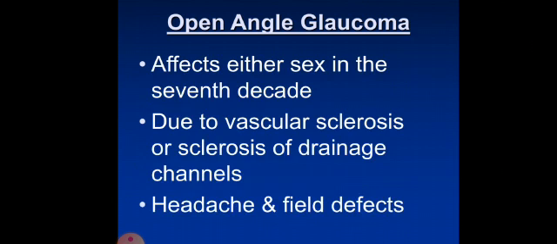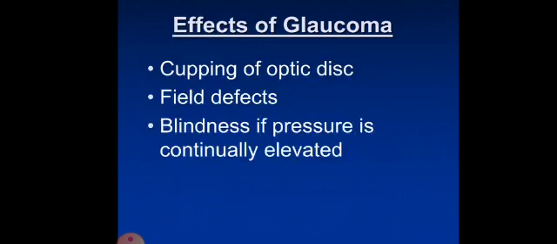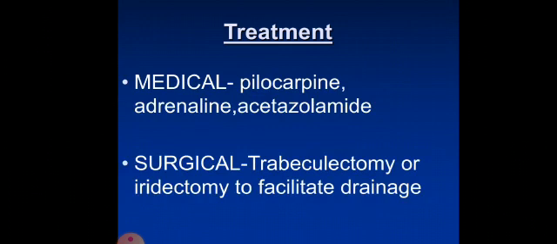Now if you look at open angle glaucoma, it affects either sex in the 7th decade, that means in the age group of 70s, due to vascular sclerosis or sclerosis of drainage channels. Headache and field defects are common with open angle glaucoma. Now the effects of glaucoma: cupping of the optic disc, field defects, and blindness if pressure is continuously elevated. These are the three most important effects of glaucoma, summed up for you all. Now if you look at the treatment, the medical treatment involves pilocarpine, adrenaline and acetazolamide. Surgical intervention is by trabeculectomy or iridectomy to facilitate drainage.